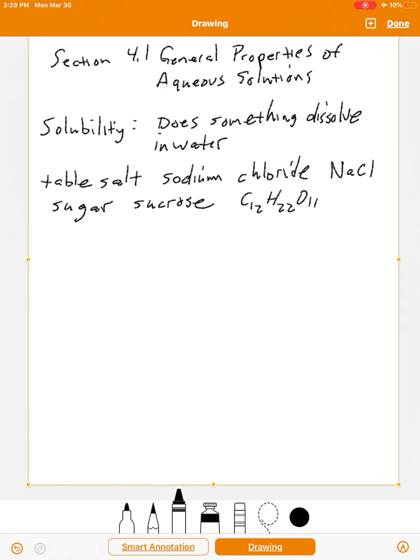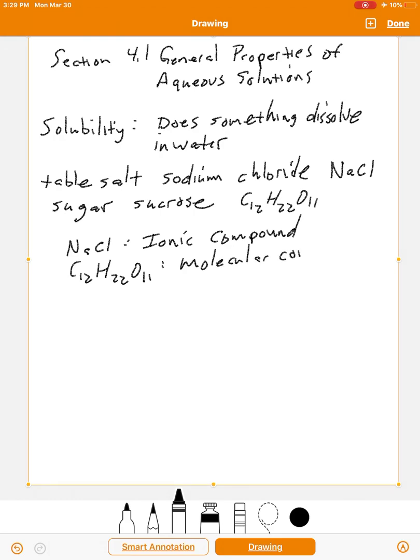Sodium chloride is what's called an ionic compound, whereas sucrose is a molecular compound. And functionally, these are very different substances. Ionic compounds are made up of alternating combinations of positively charged particles and negatively charged particles.